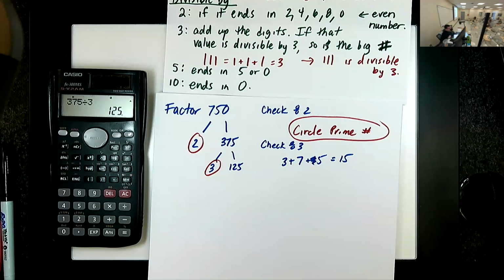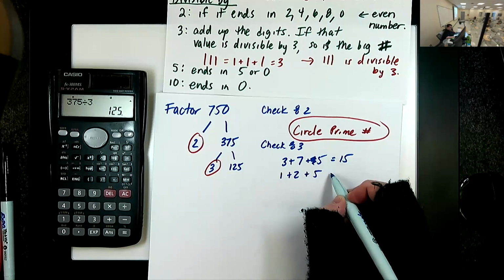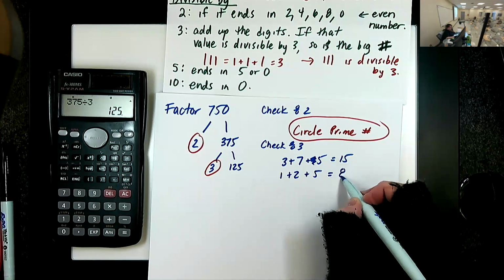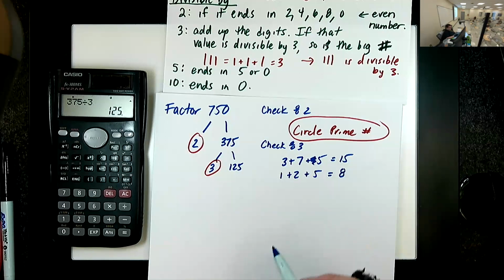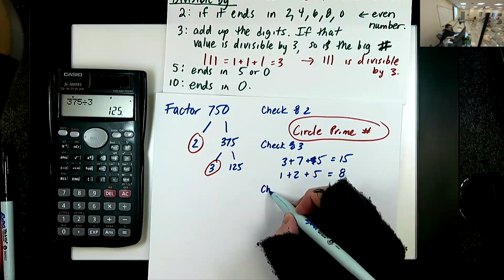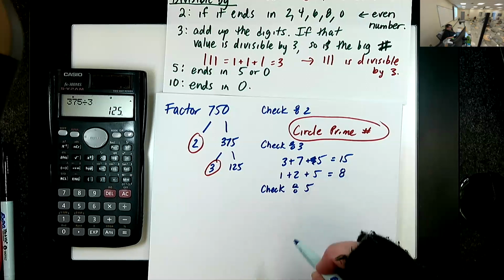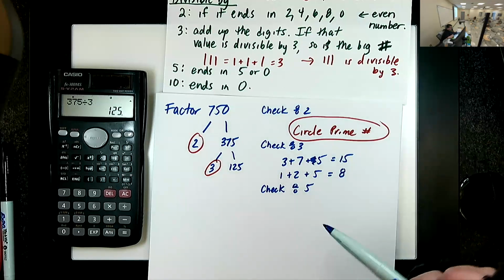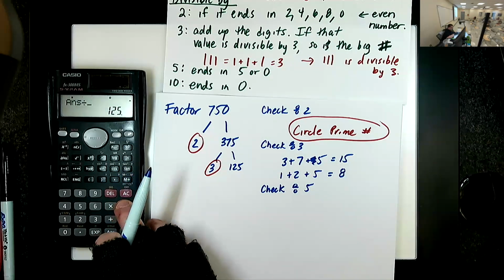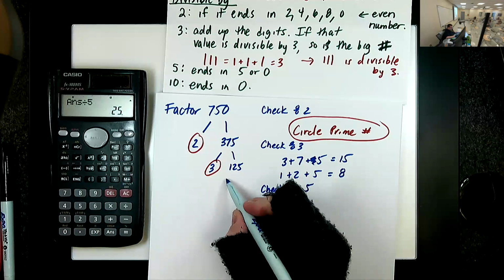I'm going to check 3 again. 1 plus 2 plus 5 is 3 plus 5, which is 8, which is not divisible by 3. So the 3's are done. Next thing, check 5. It needs to end in a 5 or a 0, and it does. So I will divide this value by 5, and I get 25.